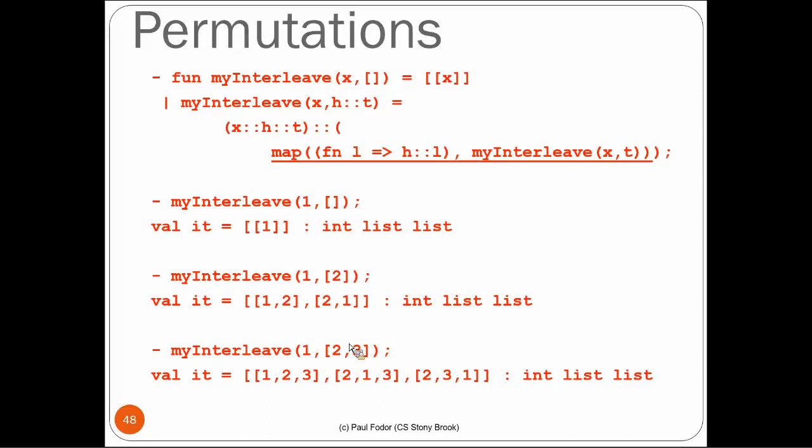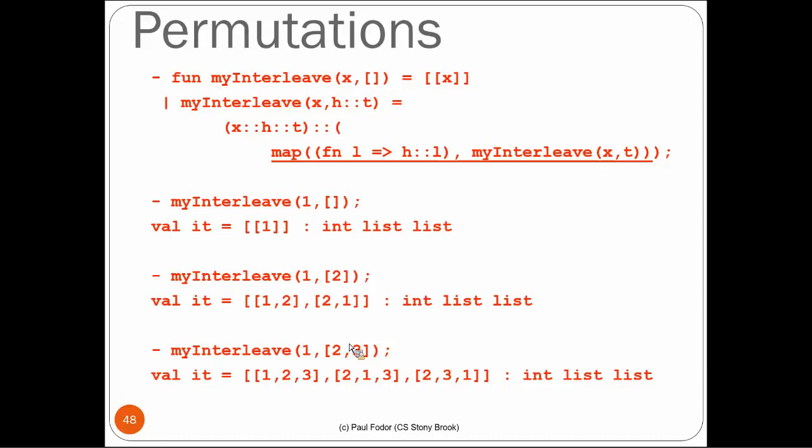So now, let's say that the original list was 1, 2, 3. We take 1 out first, then we compute all the possible permutations of 2, 3, which is 2, 3 and 3, 2. And for each one of these permutations, it inserts 1 in every position possible. So let's take, for instance, 2, 3. We can insert 1 before 2, between 2 and 3, and after 3.